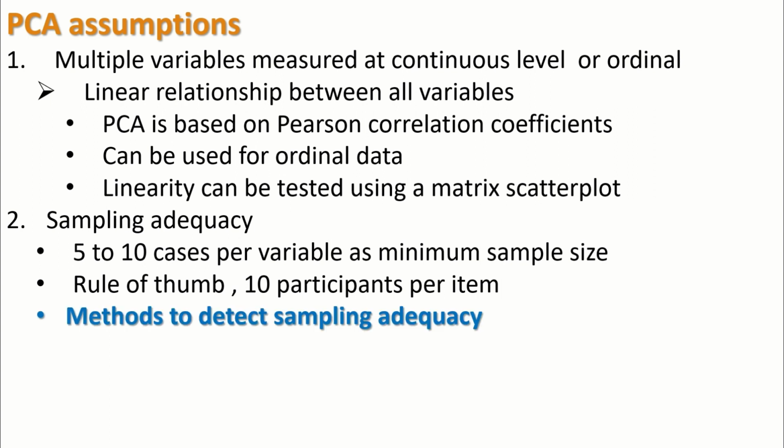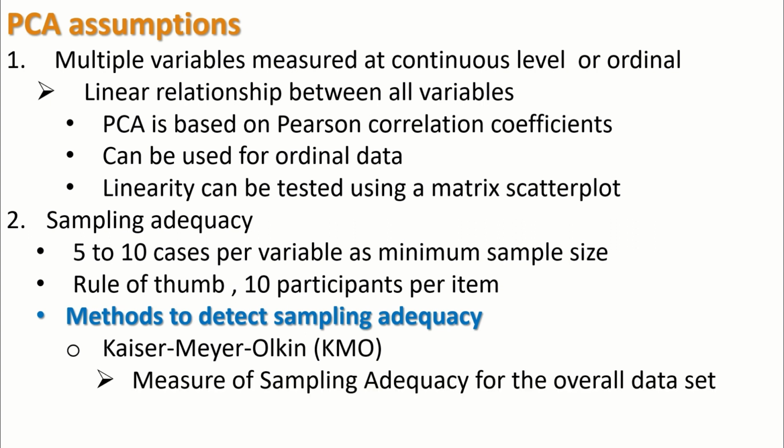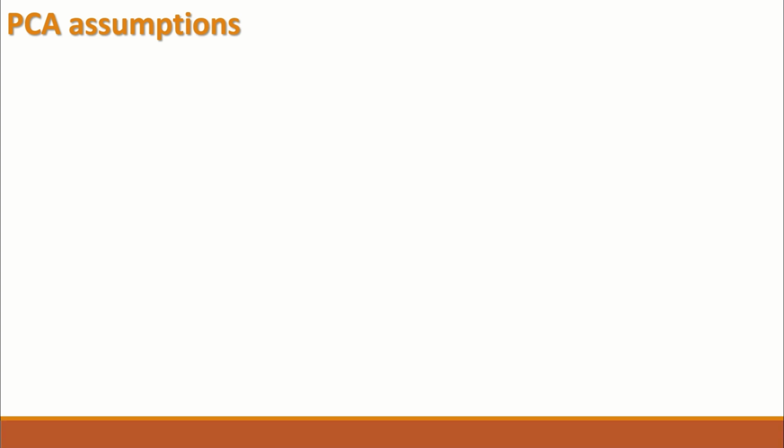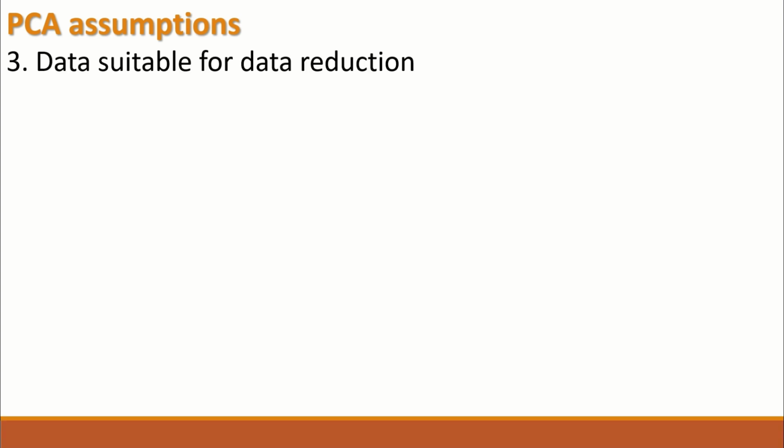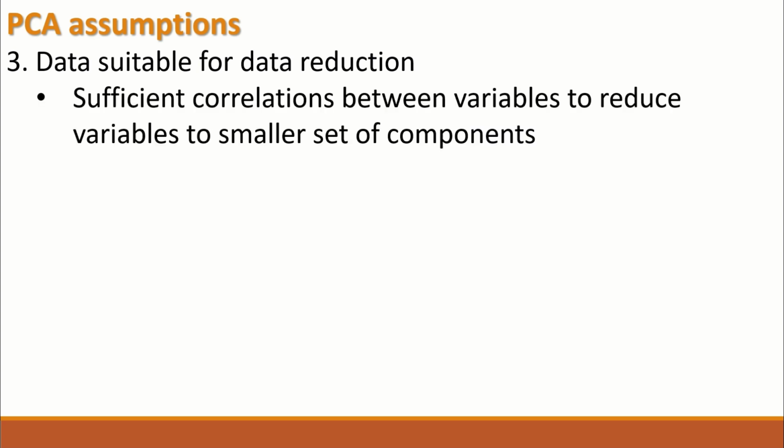And the way to check whether there is sampling adequacy is to perform the Kaiser-Meyer-Olkin sampling adequacy test, which will measure the sampling adequacy for the overall data sets. The third assumption is that the data should be suitable for data reduction, with sufficient correlation between variables to reduce variables to a smaller set of components.